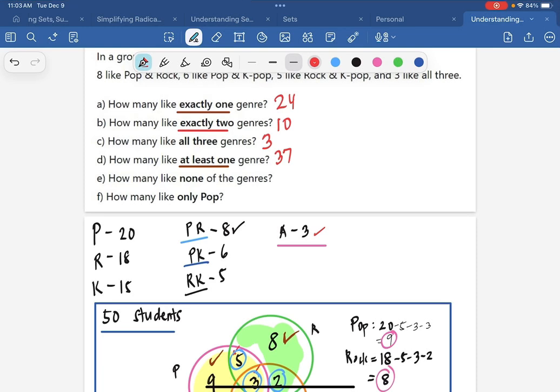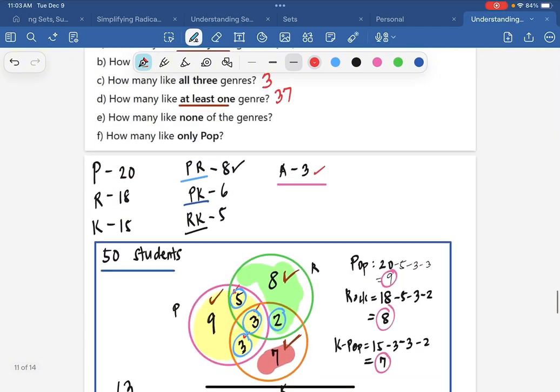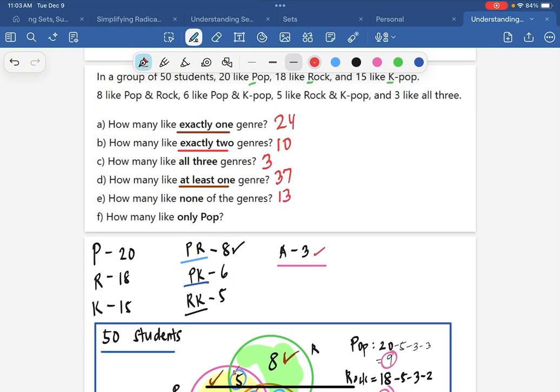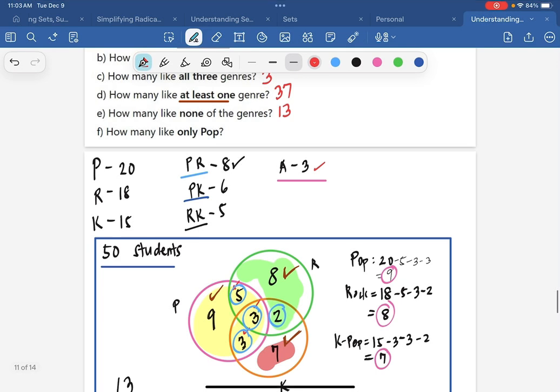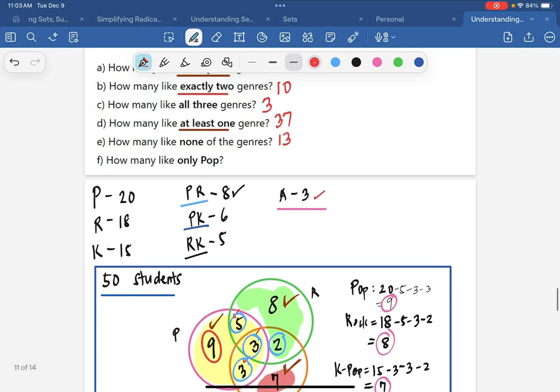And of course, how many like none of the genres? So we're talking about the complement, so that means it's 13. And how many like only pop? So based on this, pop is the only thing being asked. The answer is 9.